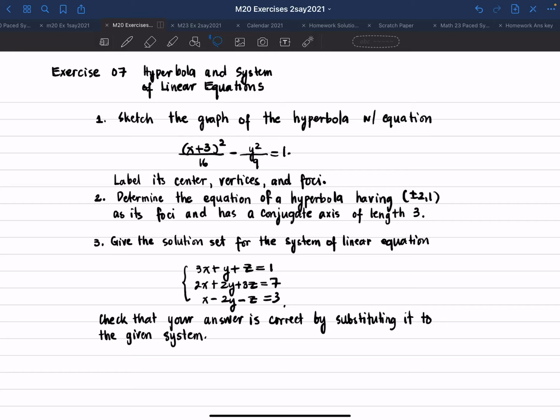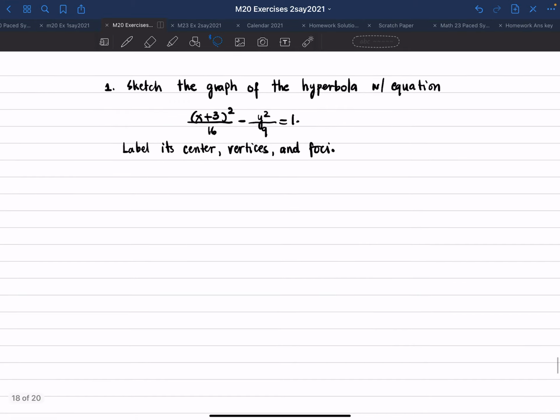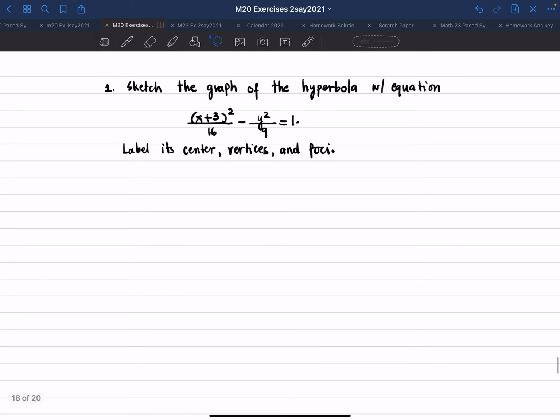Hello, this is the solution for our exercises for hyperbola and systems of linear equations. Number 1, let us sketch the graph of this hyperbola with this equation. Label its center, vertices, and foci.